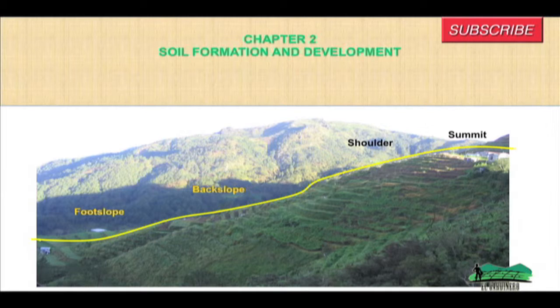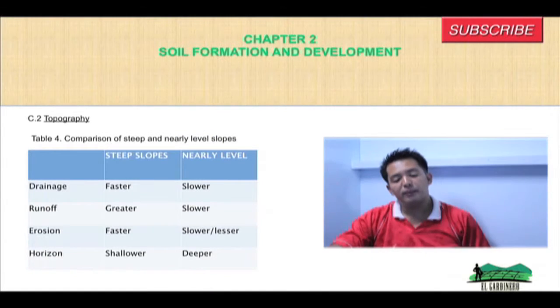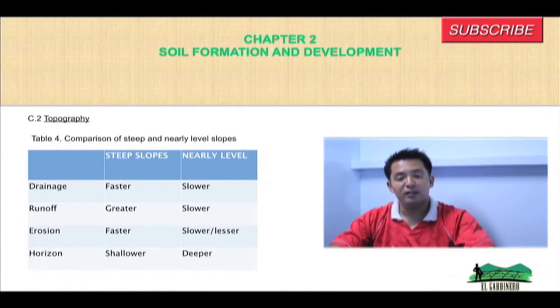And on my slide, I am showing you a diagram of a mountain and the topography and the different parts of the mountain. So topmost is the summit, and then below the summit is the shoulder. We have the back slope and the portion by which sediments deposit is the foot slope. So in my table below is the comparison of steep and nearly level slope with regards to the movement of water, the runoff, the erosion, and the horizon.